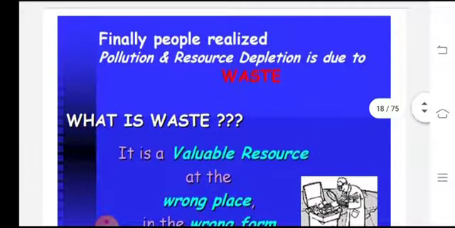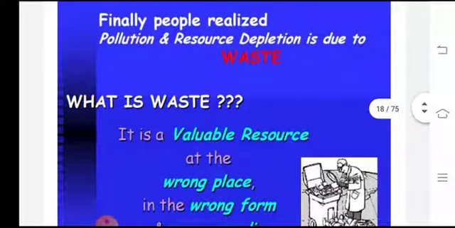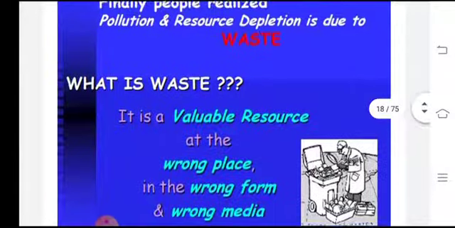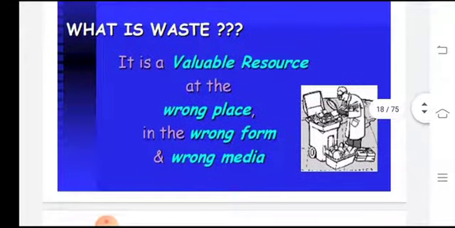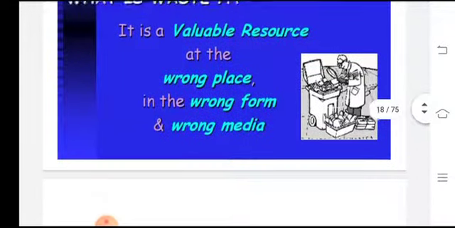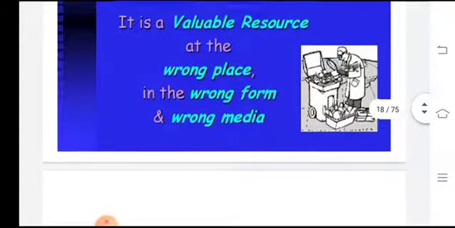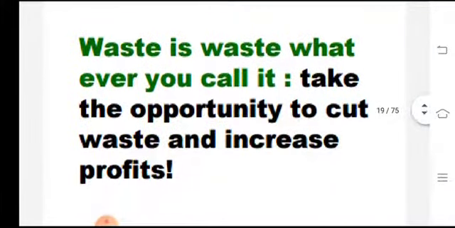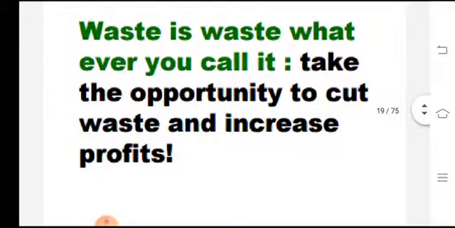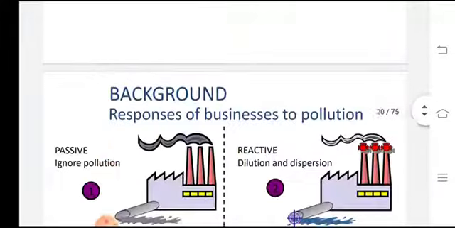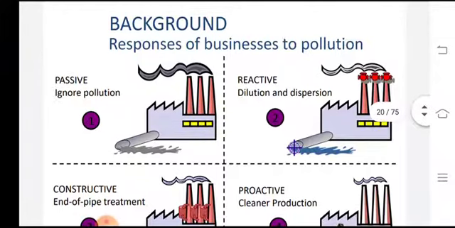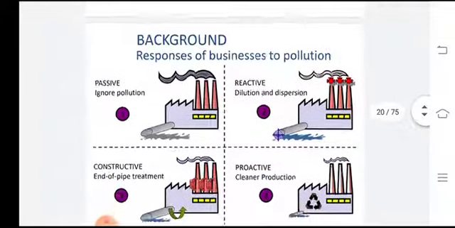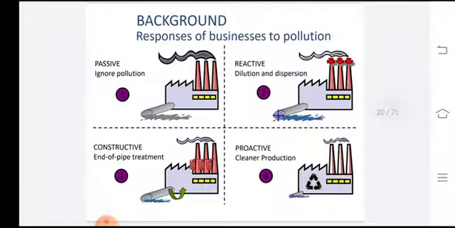So finally, people realized that pollution and resource depletion are due to waste. And what is waste? It is a valuable resource at the wrong place, in the wrong form, and in the wrong media. Waste is an opportunity to cut costs and increase the profit. So this is important. Please, once again, you must focus on it. So it is a kind of summary of whatever we have talked about so far.